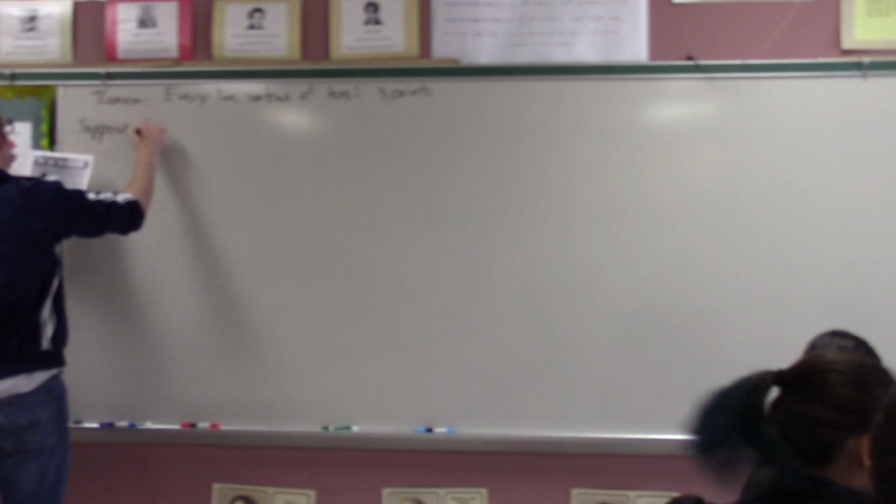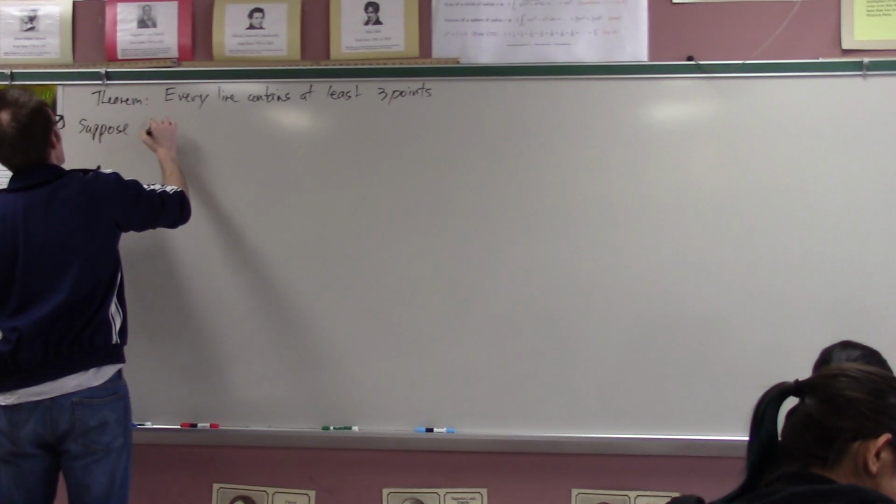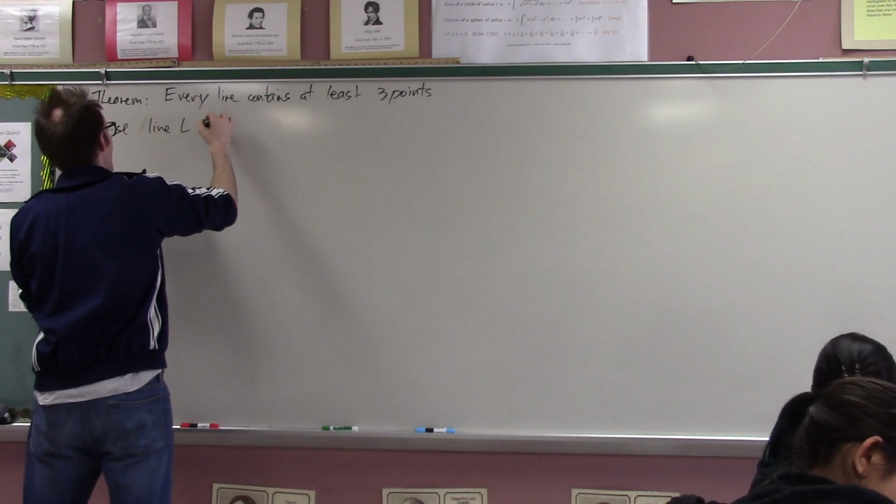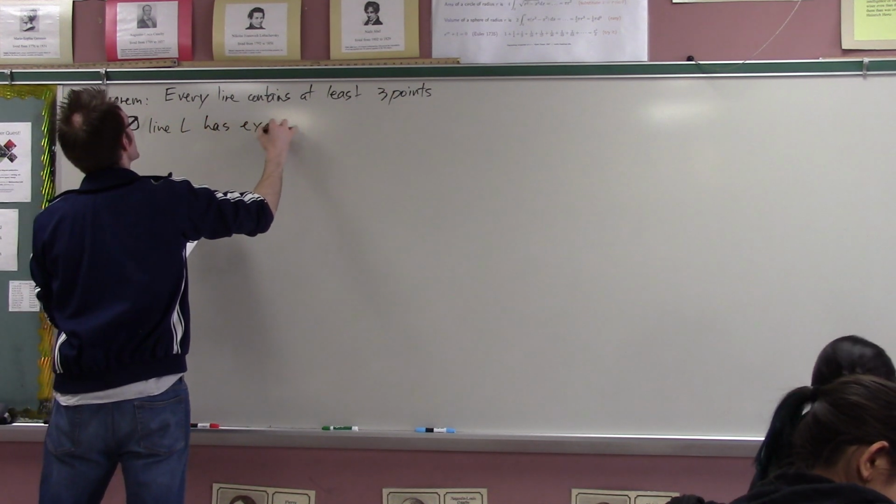All right, here we go. How are we going to do this? By contradiction. Suppose line L has exactly 2 points.